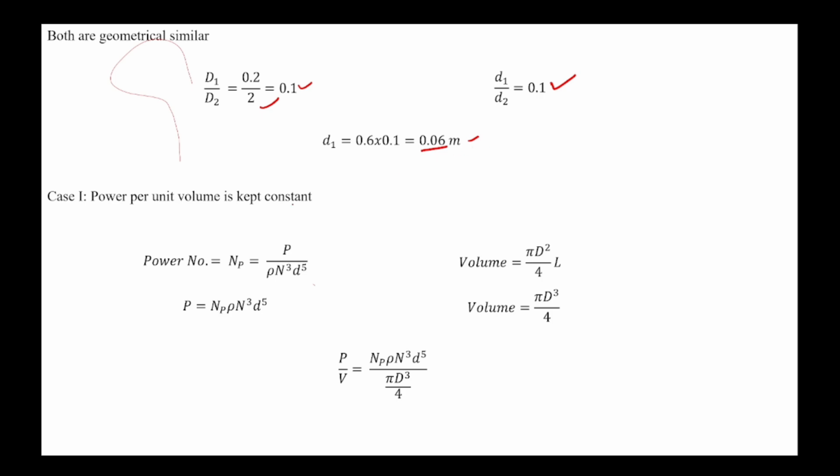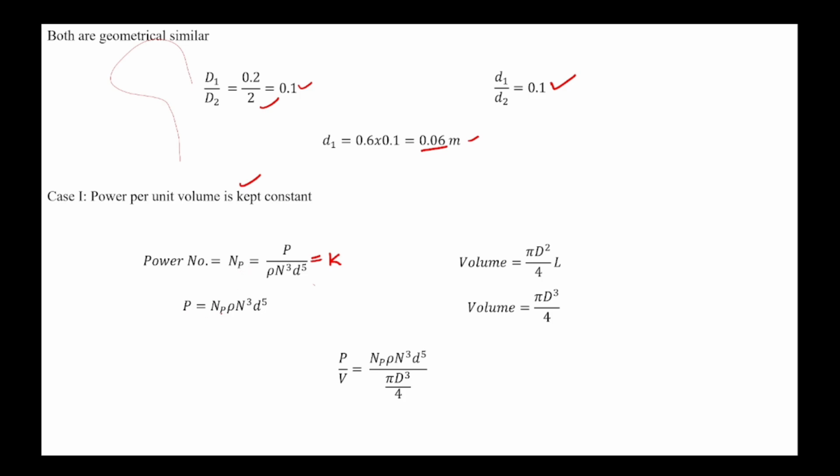Now case 2, what will be the RPM of the bigger model when we have the RPM of the smaller model? Power per unit volume kept constant. So what is power in agitation and turbine? Power number is equal to P by rho n cube d5. This power number is a constant. We can write it as K as well. Okay, so no need to confuse. So this is a constant, just denoted by NP.